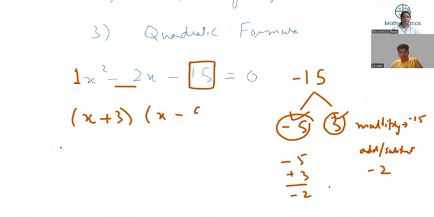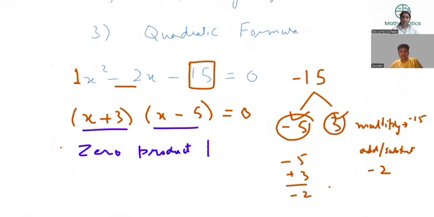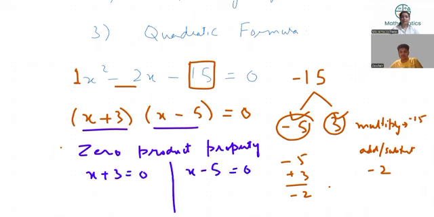Did you understand this step? Yes. Now you can see both of these brackets are multiplying with each other and they are equal to 0. There is a property in maths called the zero product property. Zero product property means if two numbers are multiplying with each other and they are equal to 0, you can write them separately equal to 0. So you can write x plus 3 equals 0 separately and x minus 5 equals 0 separately. So you will get x equals negative 3 and x equals positive 5.